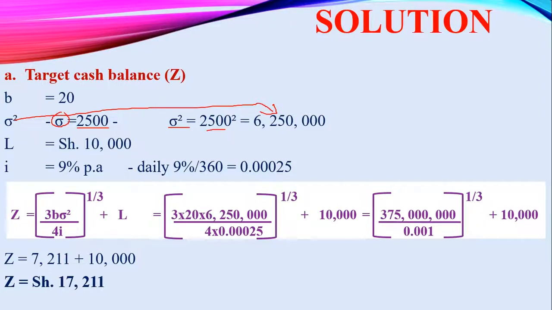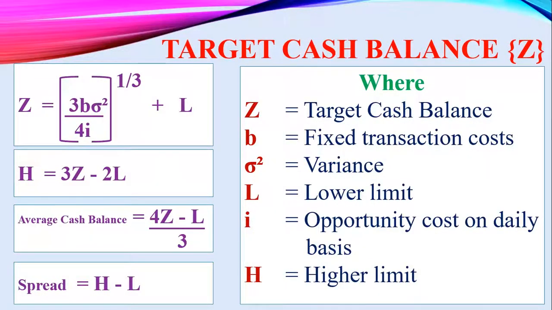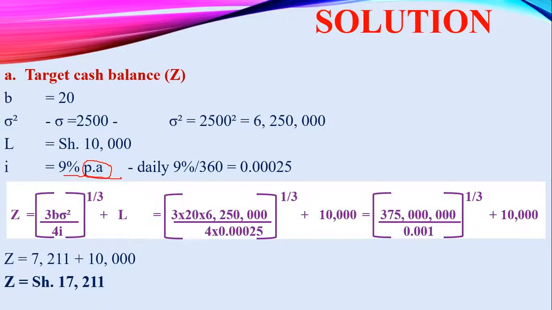And the interest we have been given is 9% per annum. From our question, remember, it's supposed to be given as the opportunity cost on a daily basis, right? But here, they have given that for the whole year, that is per annum. That means we need to divide this by the number of days in a year. Taking the assumption that a year has 360 days, we divide 9% by 360 to get 0.00025. That would be our I.